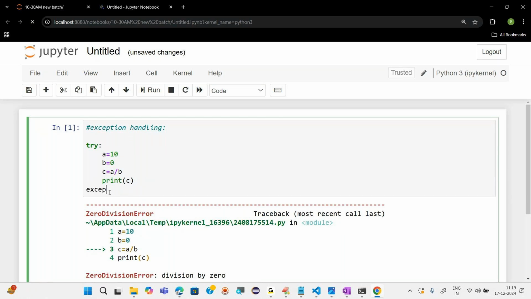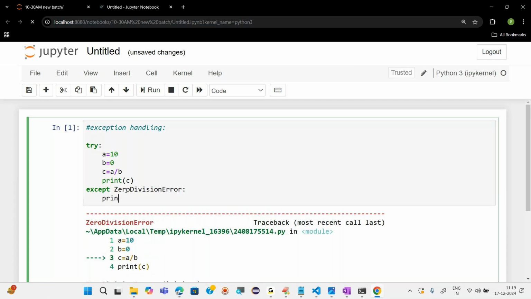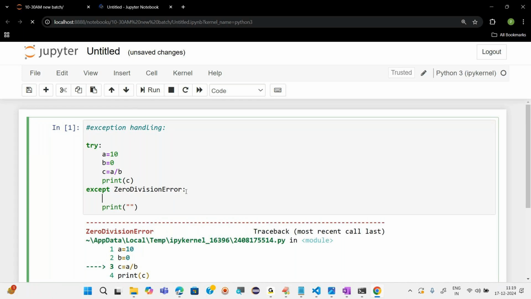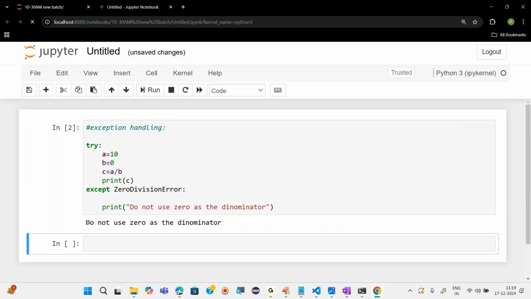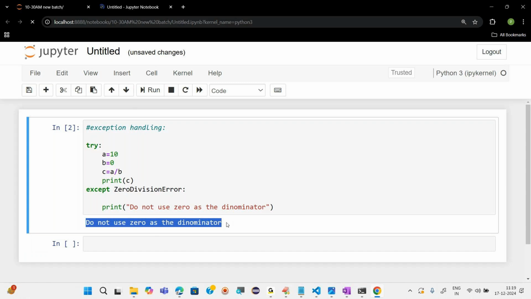To handle this, I will take an except block, copy this here, and print, and I'll tell you what exception handling is and what its purpose is. I will print a simple message: do not use 0 as the denominator. Now when I execute this, it is not giving the error.